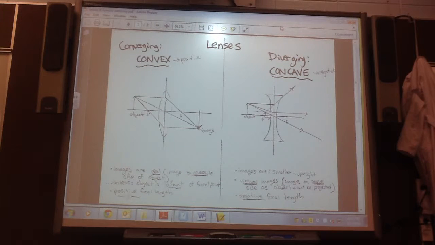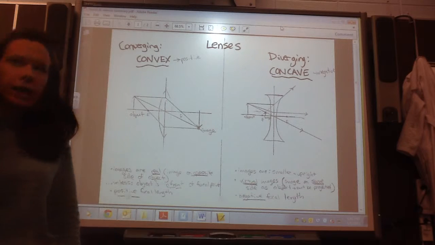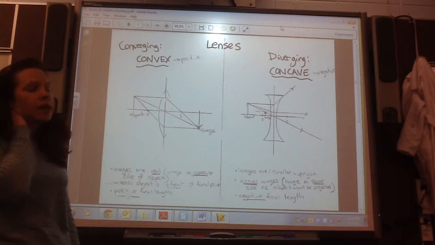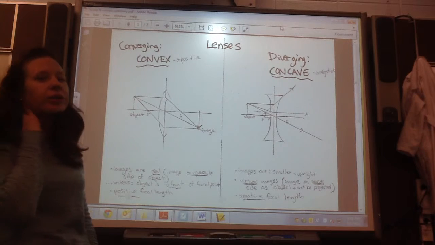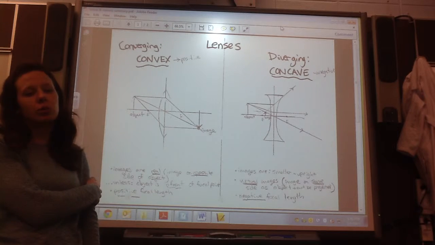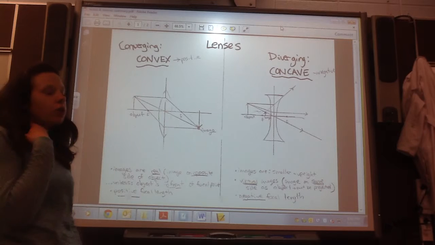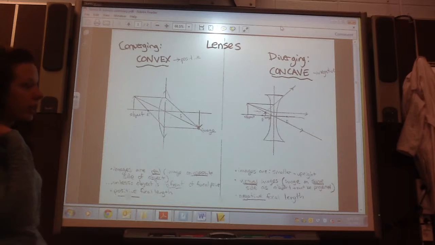Okay, so I saw marking your test that you kind of got a little bit mixed up between lenses and mirrors. So I made a summary sheet which I printed off for you and have for you at school. I just made a summary for each one, for lenses and for mirrors.